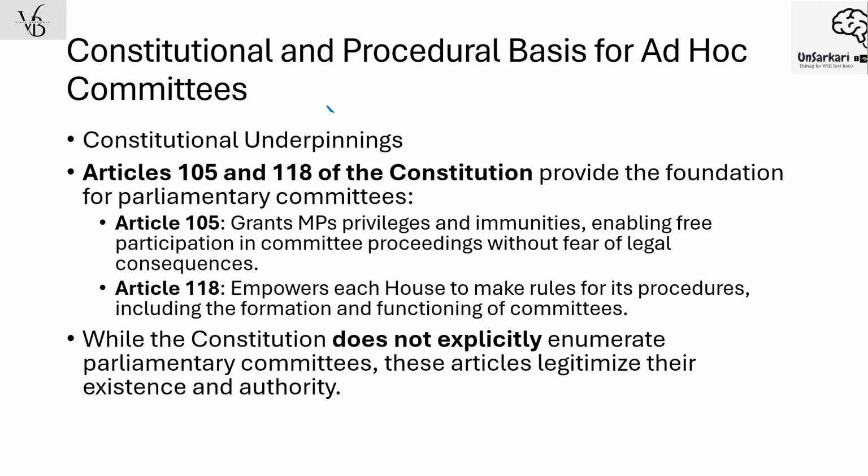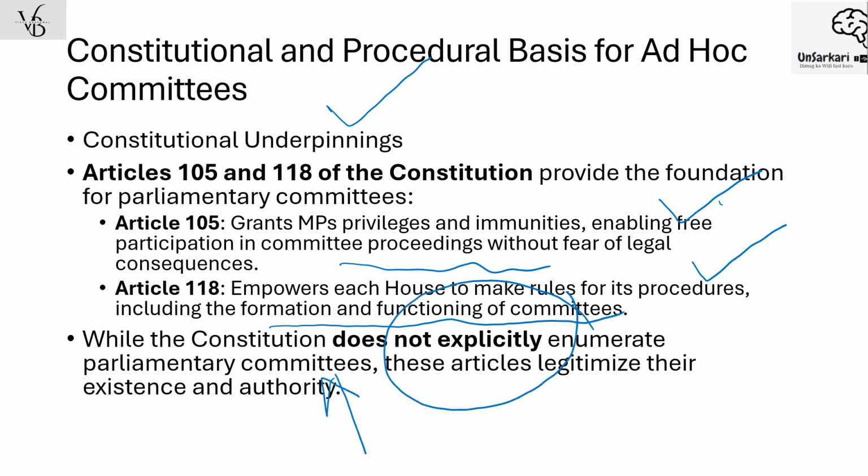What are the constitutional underpinnings? Article 105 is granting a member of parliament privileges and immunities and enabling their free participation in committee proceedings without fear of legal consequences. And Article 180 is empowering each house to make rules for its procedures, including formation and functioning of such committees. What is very important to note, and you can write in your introduction of the answer, is that the Constitution does not explicitly enumerate parliamentary committees. These articles legitimize their existence and authority.